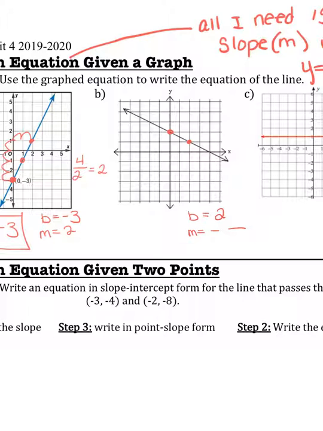And it looks like we're going down 1 and over 1, 2. So that means my slope is negative 1/2. So that gives me an equation of y equals negative 1/2 x plus 2.